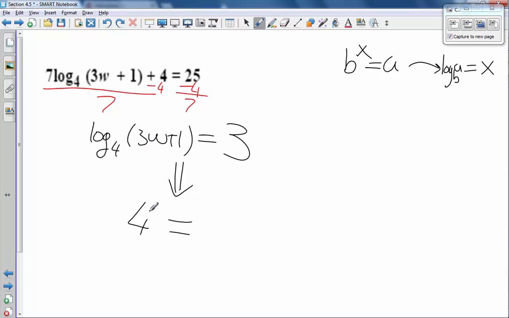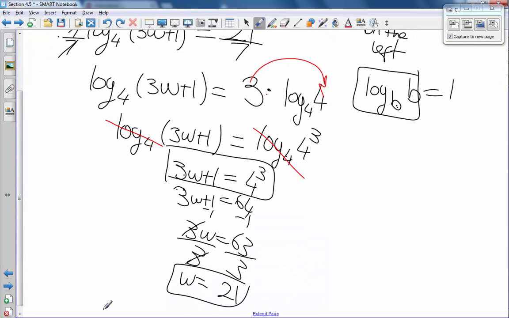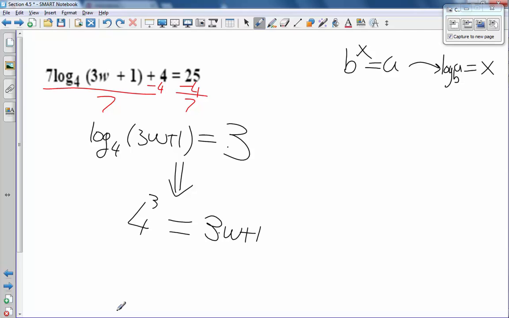Where does 3w plus 1 go? Top of it or right of it? To the right. Where does 3 go? Top. Please compare this to this. What do you see? They are the same. 4 cubed equals 3w plus 1. So the methods are kind of identical. Only this part, you're not making your own logarithm, you're changing into exponential. And this becomes 64, 3w plus 1, blah, blah, blah, and you get w equals 21 again. Okay? The rest is the same.